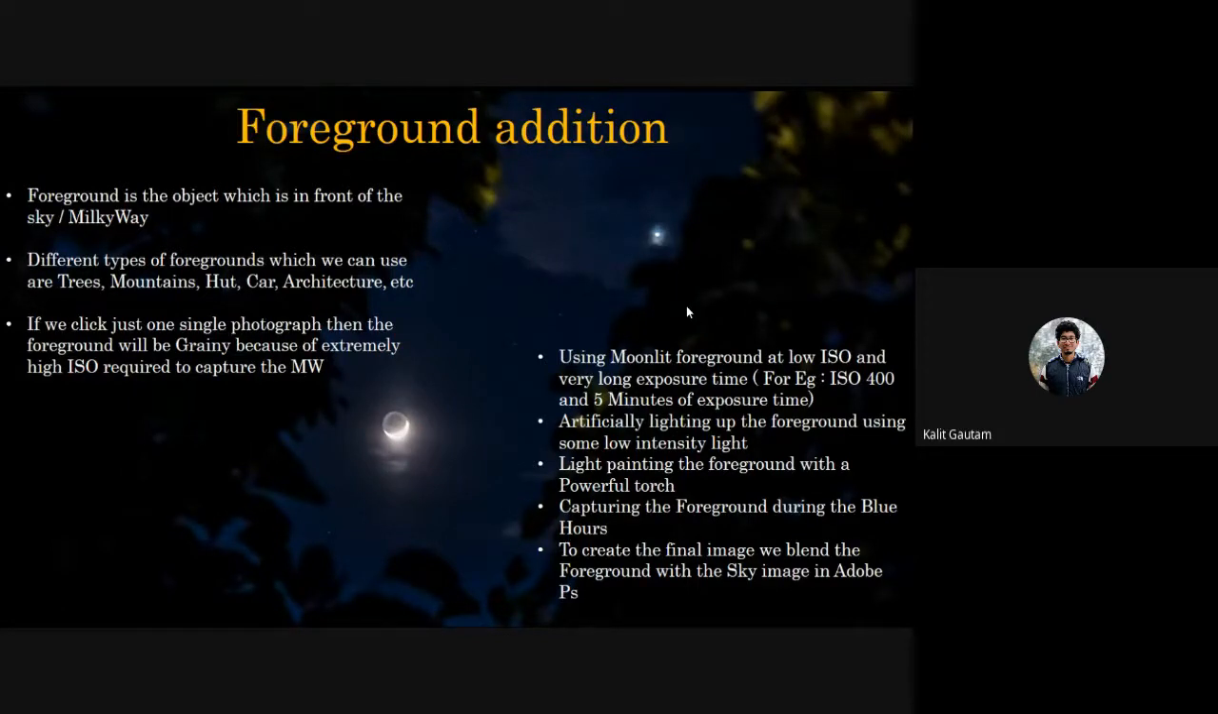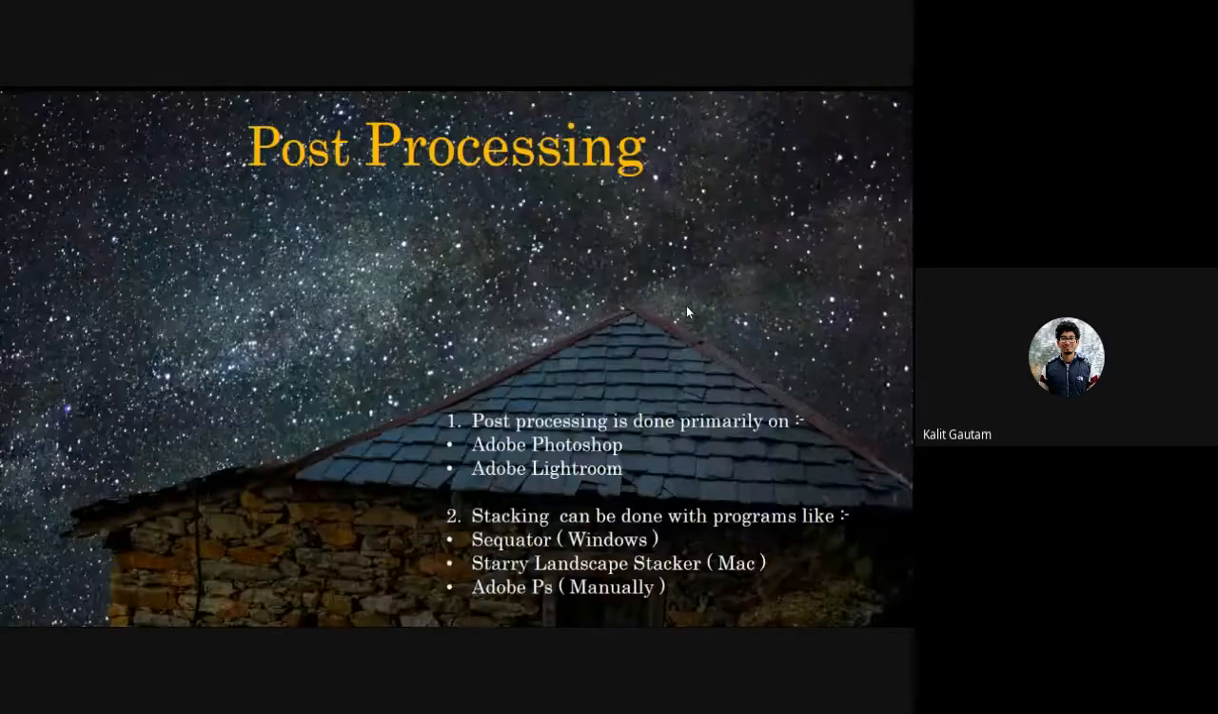And the last point is, when we click the foreground, we have to finally blend the image of the foreground with the sky image in Adobe Photoshop, or mostly it is done in Adobe Photoshop. So the next thing is post processing. Post processing is a very big topic, so I have just written about the basic software which is used to do post processing. If you want to know more about post processing, you can just ask me. Basically, post processing is mainly done in Adobe Photoshop and Adobe Lightroom.